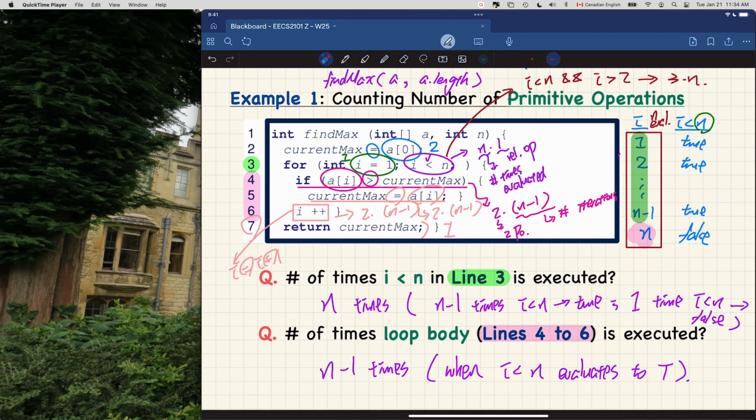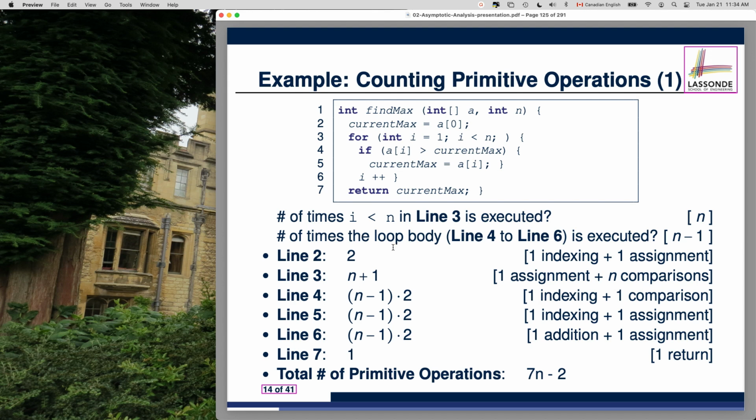And you can just review these two questions here, and the answer you will get, which I didn't write very properly on the page. But if you look at the slides, the bullet point here shows exactly the detailed breakdown of the primitive operations. And the final answer will be 7n minus 2.